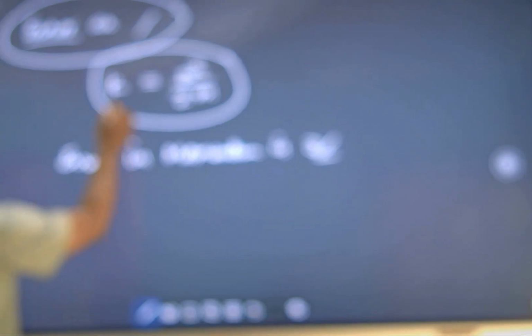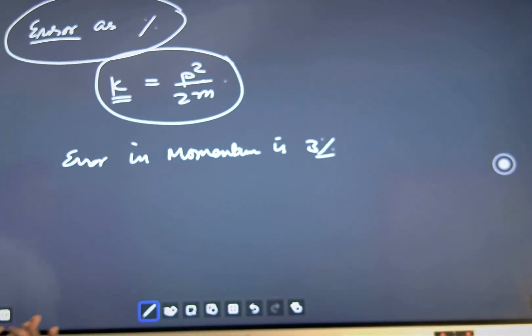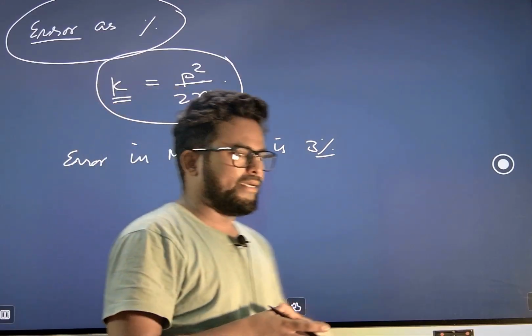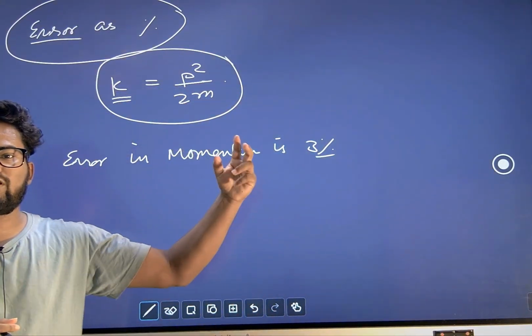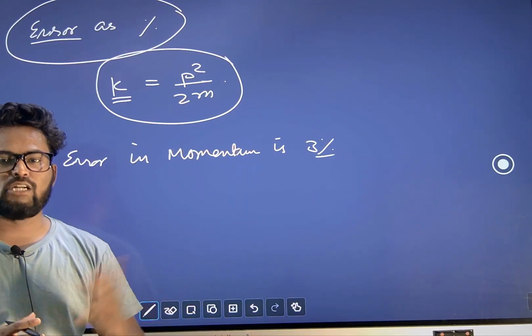So the question is saying that the error in momentum is 3%. Okay, error in momentum is how much? 3%. Then we have to find the error in kinetic energy. Clear? Error in momentum 3%. So error in kinetic energy. Important point: this same question can also be rephrased as a percentage problem itself without error.